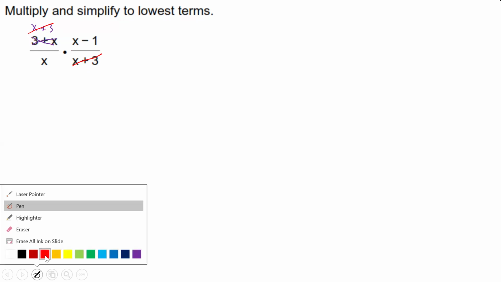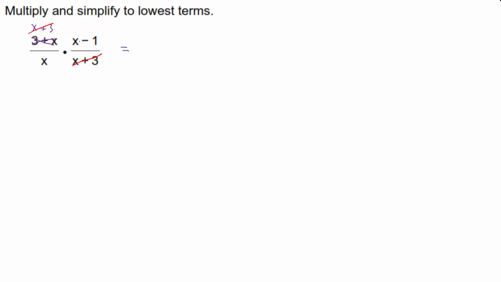All right, so now that's about all we can do here. And so what's left over is x minus 1 over x, and that's going to be your final answer. And again, if you have to, put parentheses around it to show that you can't cancel the x's here. This is the final answer. Okay.